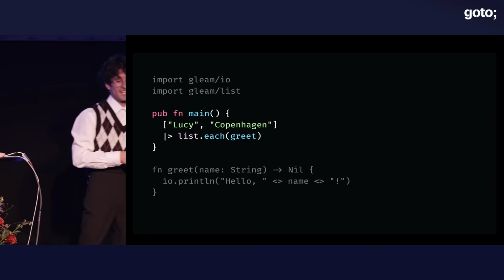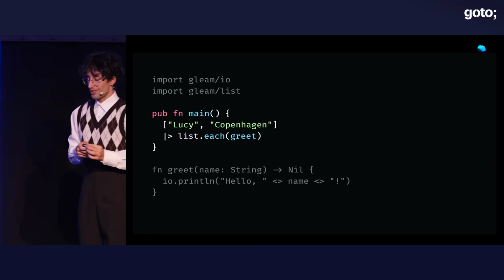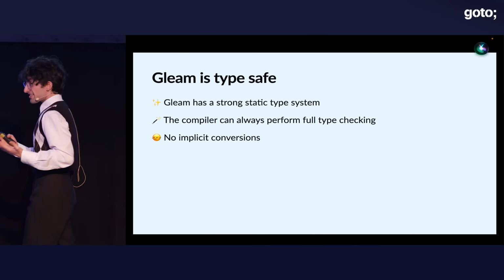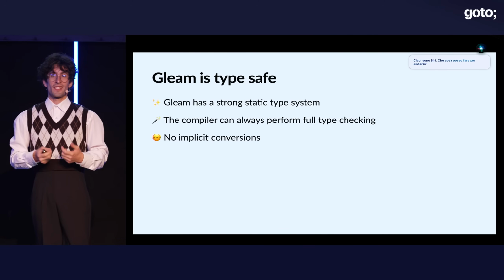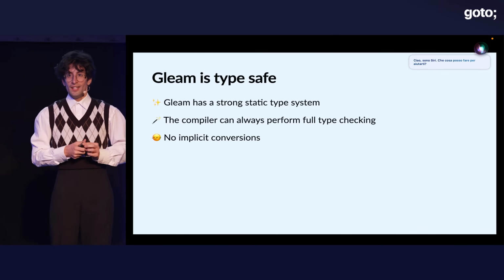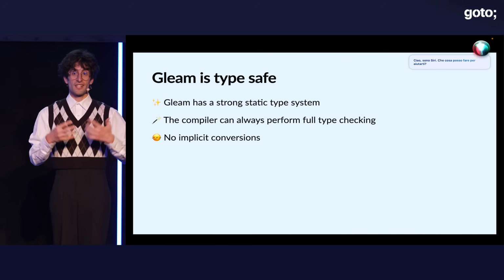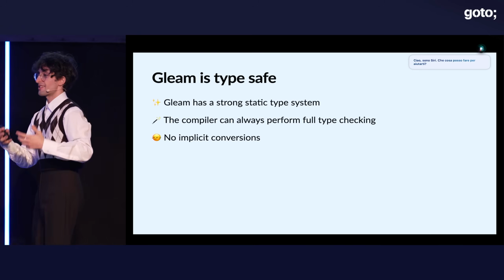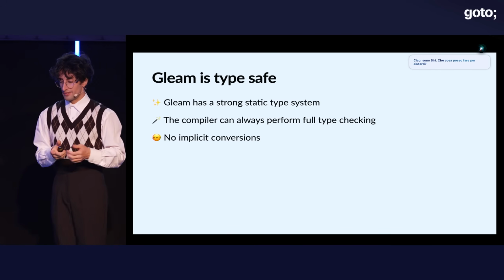Okay, now that we've got the basic hello world example out of the way, so far so good, right? Okay, let's get to the first point. Gleam is type safe. So Gleam has a strong static type system. Basically, everything in your code has a type. A number is an integer. You have strings, you have lists, dictionaries, whatever that might be.